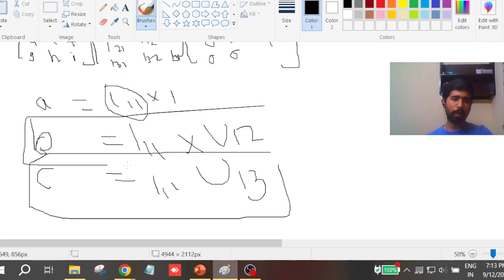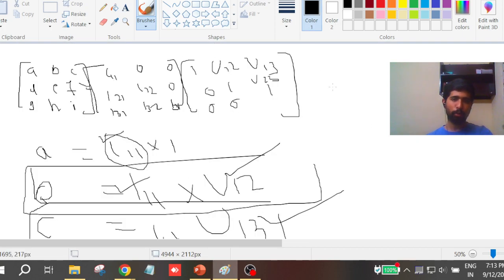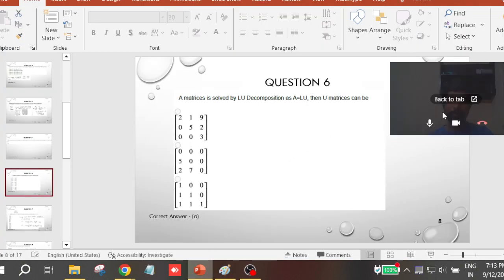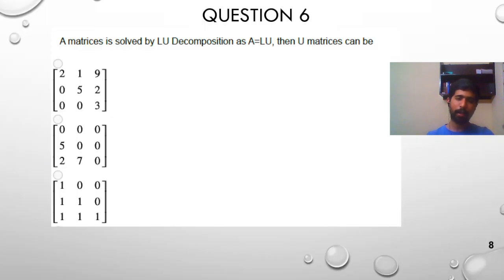Now what will happen? L11 you have already calculated to be A. L11 you know, you calculate L12 and L13 using this L11. So that is the way in which you calculate the values of U in a systematic way, and you can generalize this and come up with an algorithm also. That's a different point, but this is the understanding for the way in which we calculate L and U.